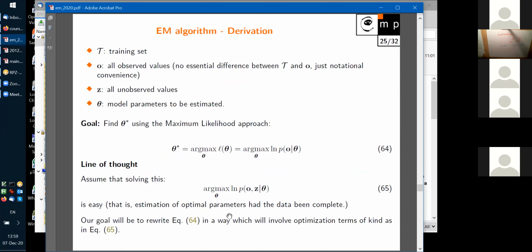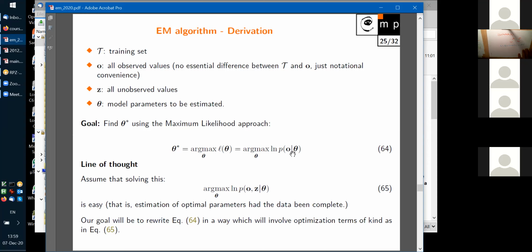And now, the last part of this lecture is the theory of the EM algorithm. So what was the setup? We had a training set, and we had, like always, all observed values called O, and Z would be the unobserved variables, the ones which were lost. Our goal is to find the maximum likelihood parameters theta that maximize the likelihood of the observation.